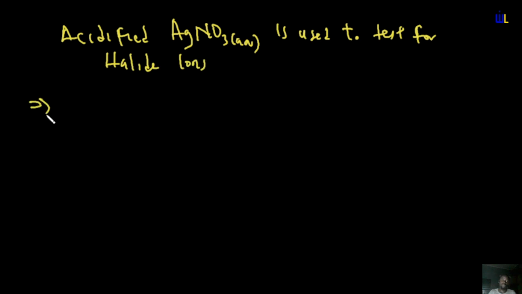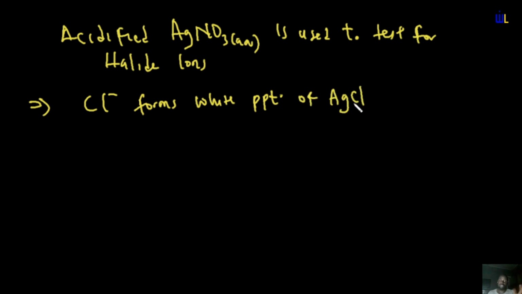So how does it work? Chlorine ion forms white precipitate. And please, I would advise that you don't try to abbreviate the term precipitate. This is the correct way of abbreviating: all written in lowercase, and then you must introduce a full stop. However, to avoid confusion, just use the normal spelling of precipitate. So chlorine ion forms white precipitate of silver chloride. That is, the white precipitate it forms is silver chloride.